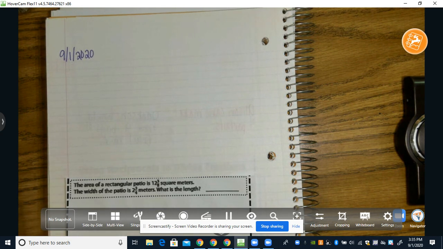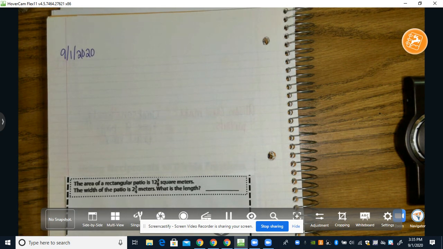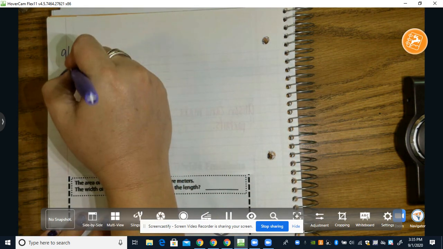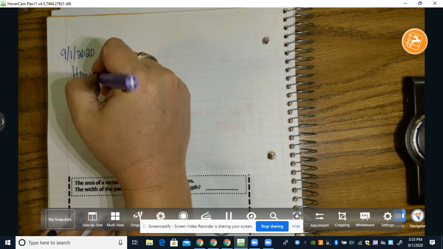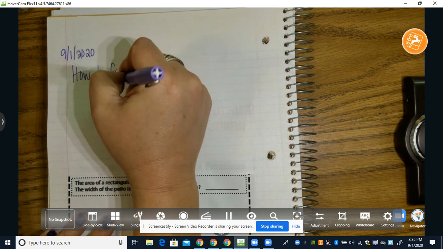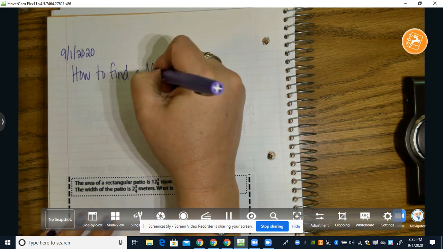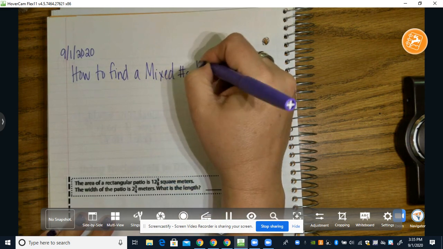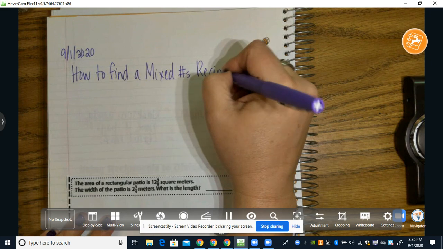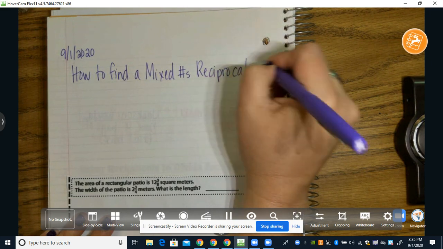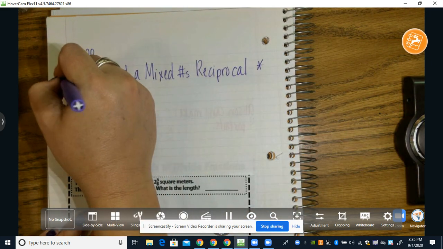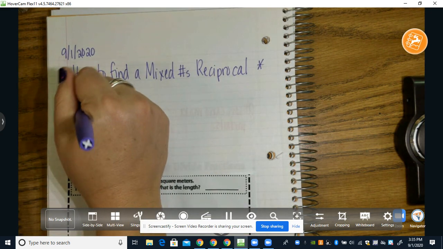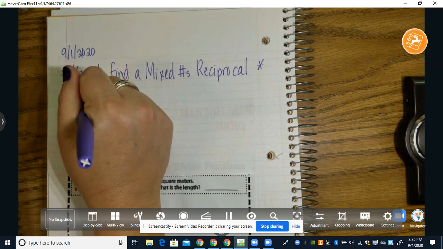And we're going to first start off, before we go into dividing mixed numbers, we first need to find out how to find a mixed number's reciprocal. Okay, this is a two-step process. Very easy, 2 steps. So say I have the mixed number 2 1/3.